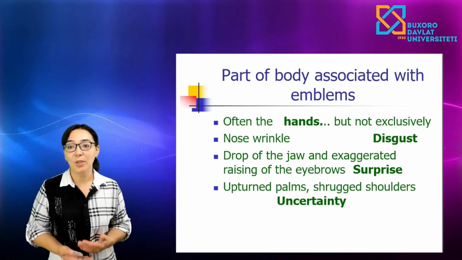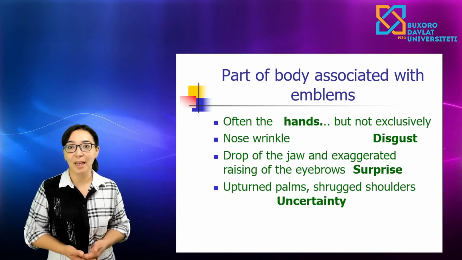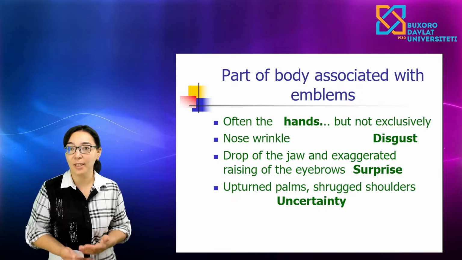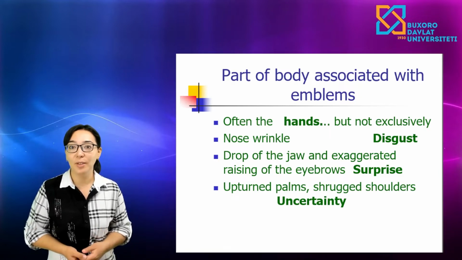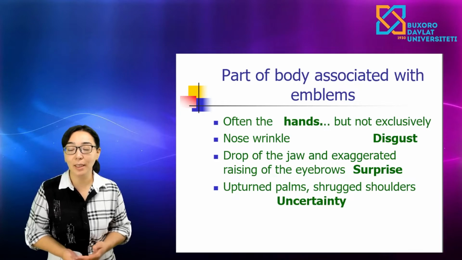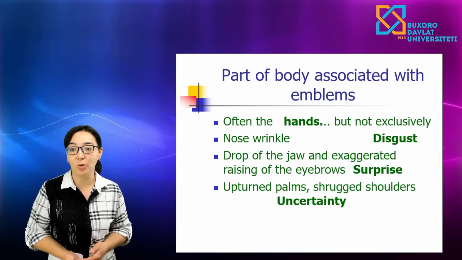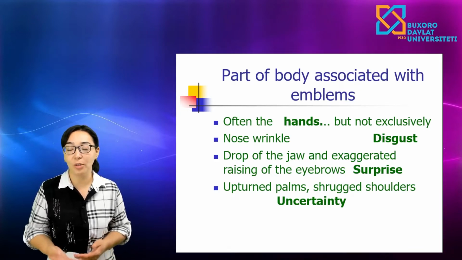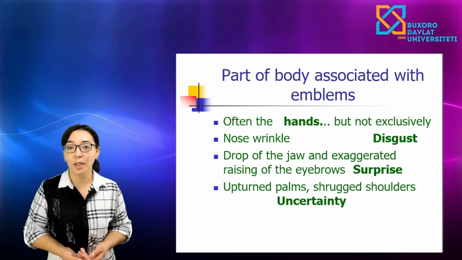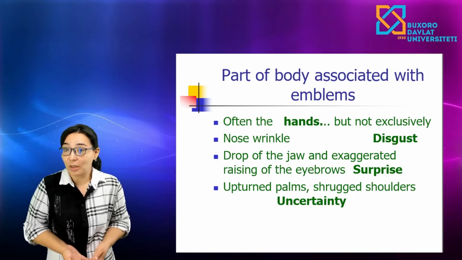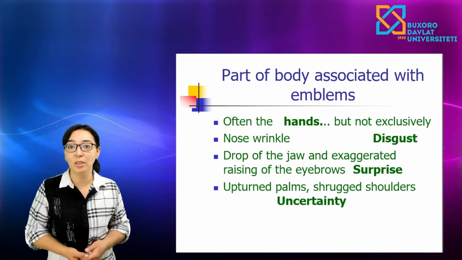And parts of the body associated with emblems, like most often hands are associated with emblems, not excessively. For example, nose wrinkling refers to disgust, or a drop of the jaw or exaggerated raising of the eyebrows refers to surprise, or upturned palms and shrugged shoulders refer to uncertainty, of course.